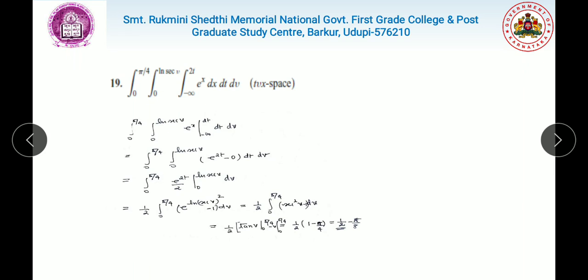So upper limit is 2t, e to the power 2t, lower limit e to the power minus infinity. So it's actually becoming smaller and smaller as power becomes larger and larger because of the presence of minus sign there. So it finally tends to 0. So when you evaluate the integral of e power 2t, it is e power 2t by 2 between the limit 0 to log secant v, and you can simplify this, and it turns out to be half minus pi by 8. Go through the steps.